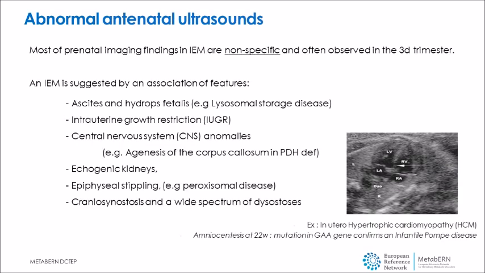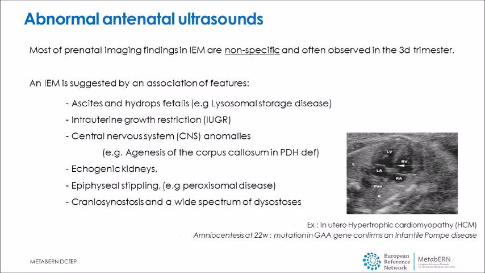In case of inborn errors of metabolism, most prenatal imaging findings are non-specific and often observed in the third trimester of pregnancy. An inborn error of metabolism is suggested by the association, for example, of ascites and hydrops fetalis in lysosomal storage disease. In case of intrauterine growth restriction, a metabolic disease could also be suggested, as well as central nervous system abnormalities such as agenesis of the corpus callosum in PDH deficiency.